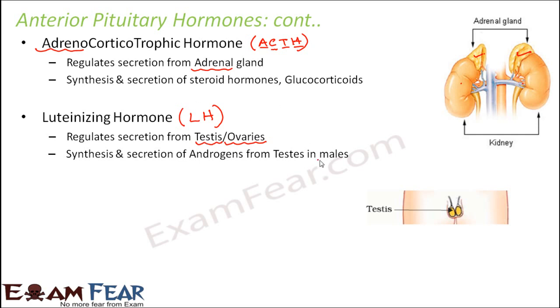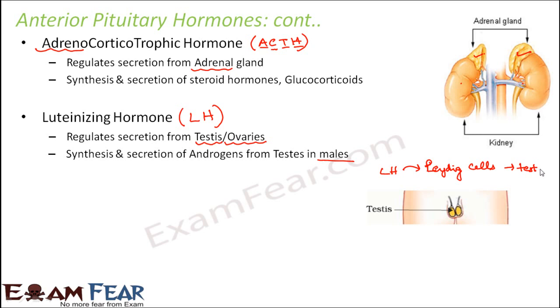So when we talk about the males, in the male body, this LH acts on the Leydig cells of the testes. Now what are the Leydig cells? These are the interstitial cells. If you look at the internal structure of the testis, you can see some tube-like structures, which are known as the seminiferous tubules. Just beside them there are some interstitial cells which are called the Leydig cells. So this luteinizing hormone will act on the Leydig cells of the testes, and these Leydig cells will produce androgen.